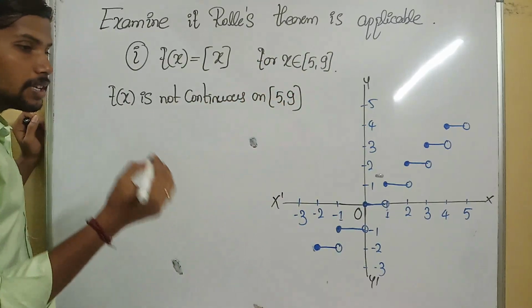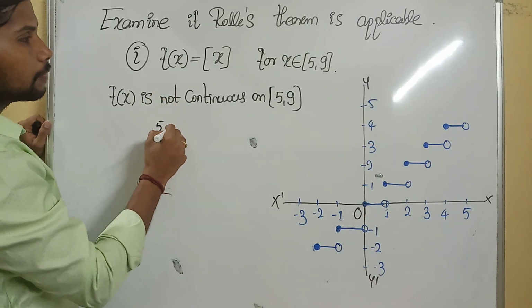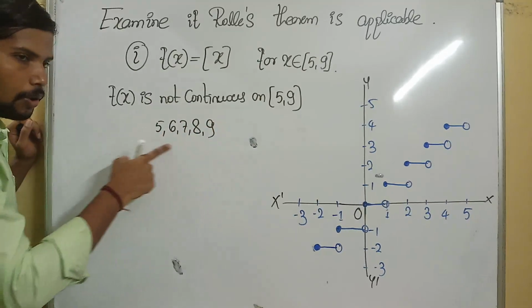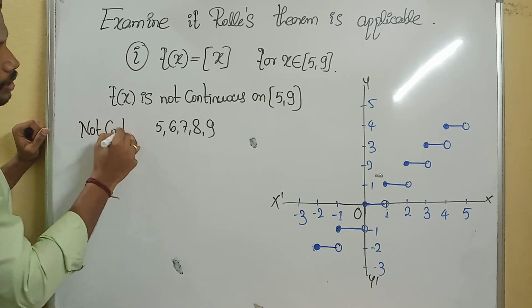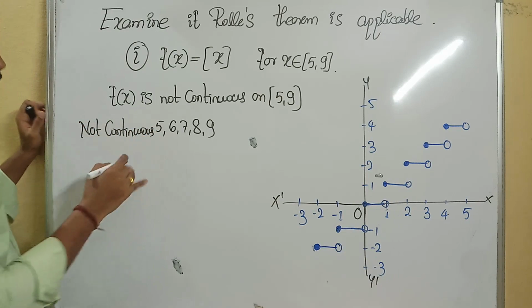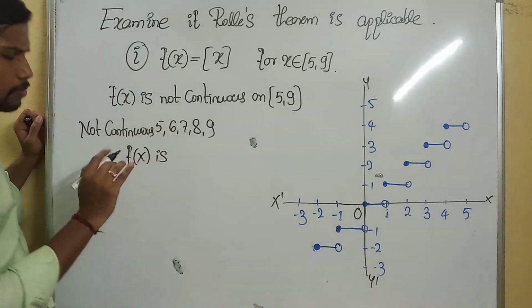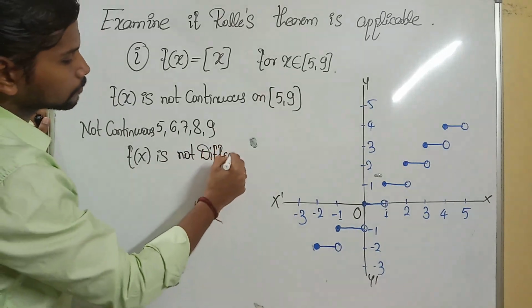What are the points of discontinuity? What are the points of discontinuity means 5, 6, 7, 8, 9. For all these points the given function is not continuous. Whether you understood the point clearly, not continuous. Therefore, if it is not continuous, means f of x is not differentiable.